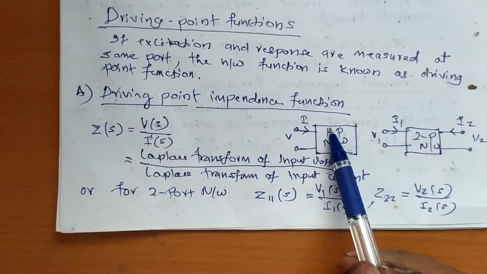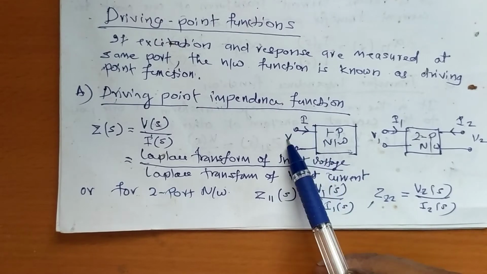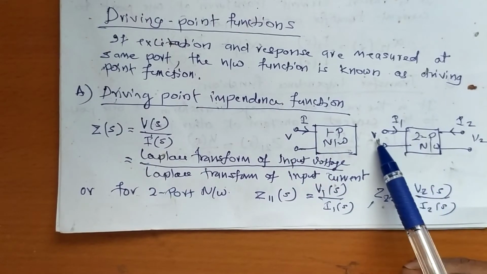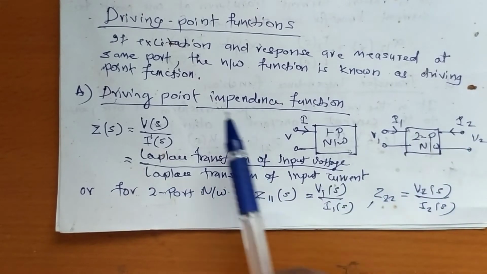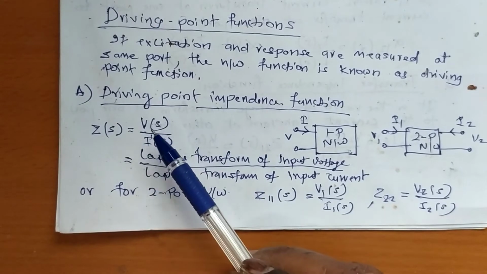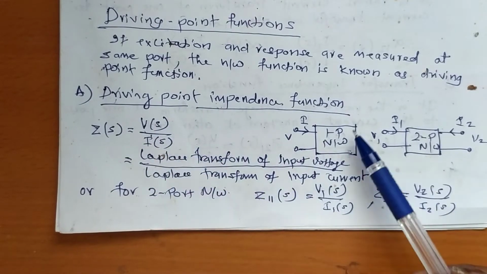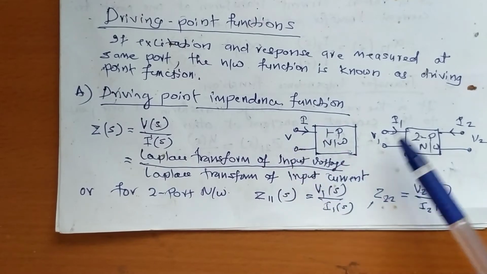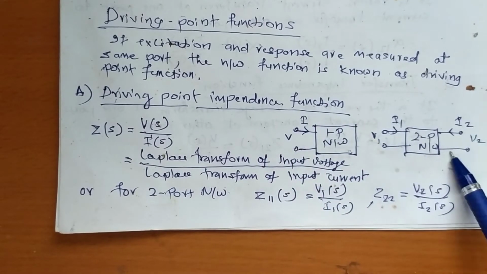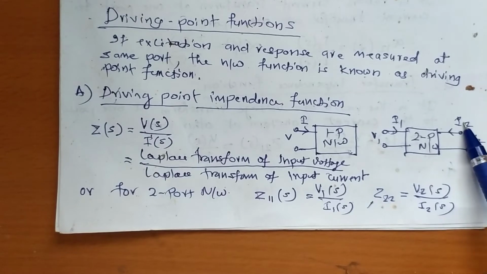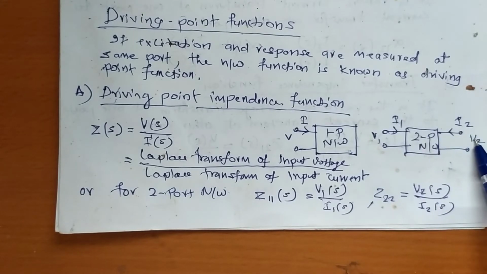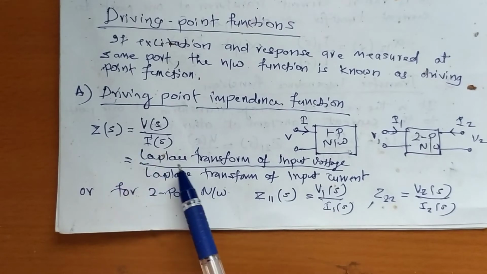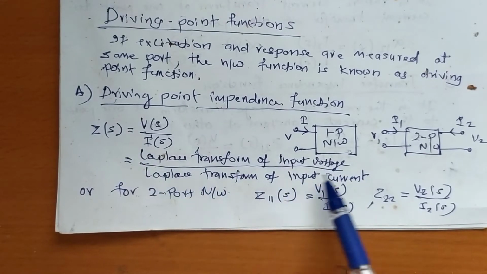For a single port, it is V by I. For a two-port network, it could be V1 by I1 or V2 by I2. That is what is possible as driving point impedance function. By nature it is impedance, the ratio of voltage to current. If I apply V2 here, some current I2 flows. This I2 must be due to some impedance offered by this network to the applied voltage. The definition is Laplace transform of input voltage divided by Laplace transform of input current.